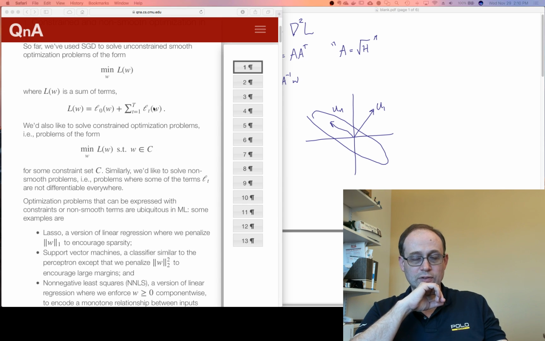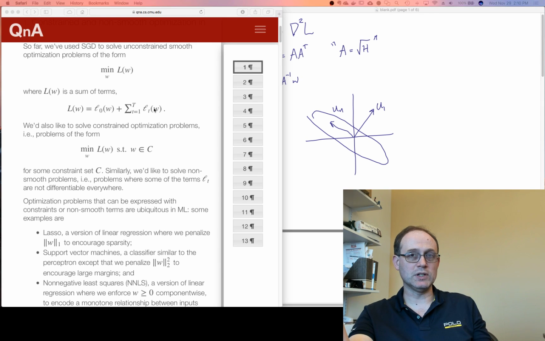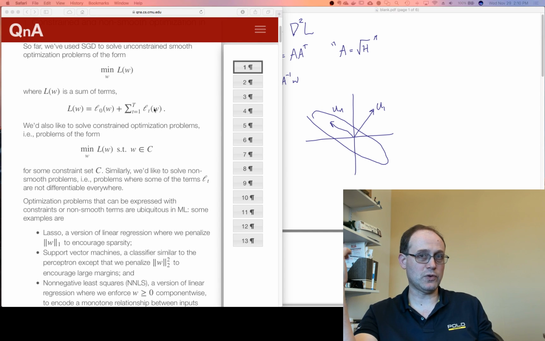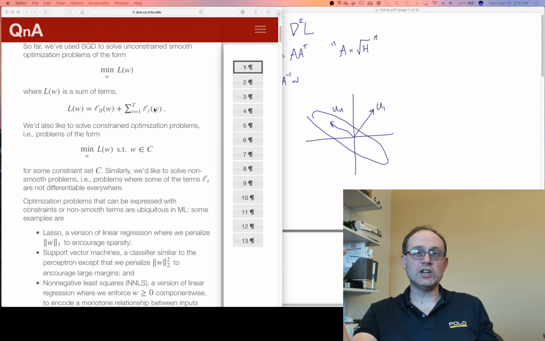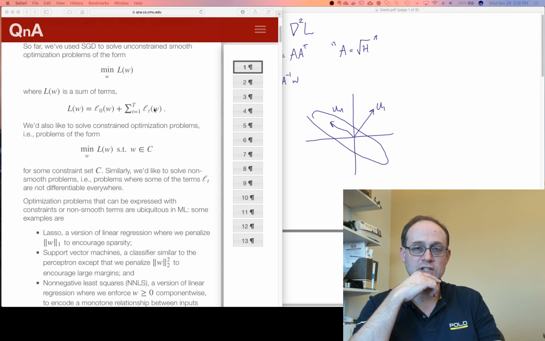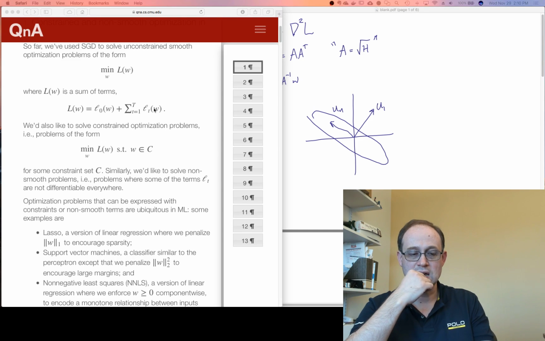Related to that, we've been using stochastic gradient descent, which implies that the loss functions are differentiable. And if we have loss functions that are not differentiable everywhere, we would like to be able to handle those as well. This is not just a theoretical problem. This sort of loss function happens all over the place in machine learning.